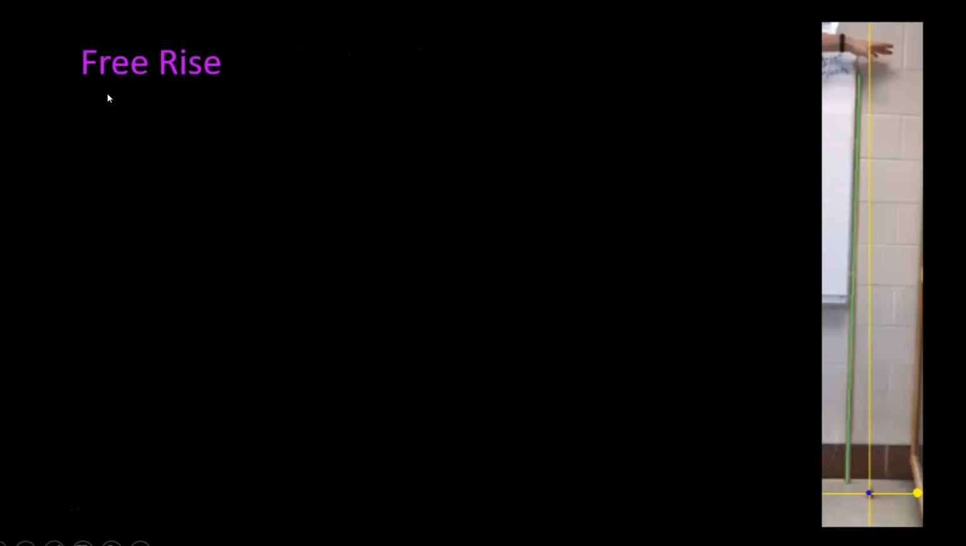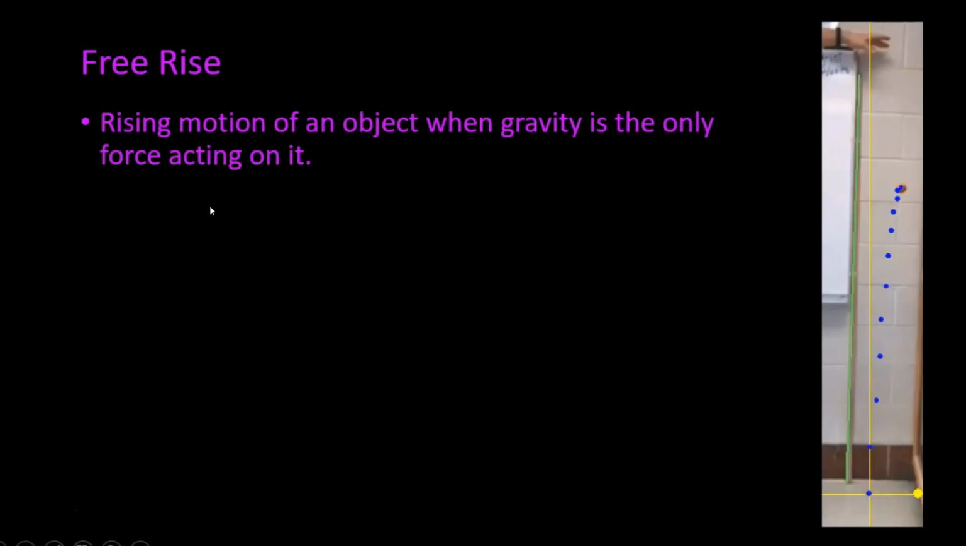Let's move on and talk about another vertical motion known as free rise. Here, the golf ball is bouncing up from the floor. And again, this is in slow motion. Free rise is the rising motion of an object when gravity is the only force acting on it.